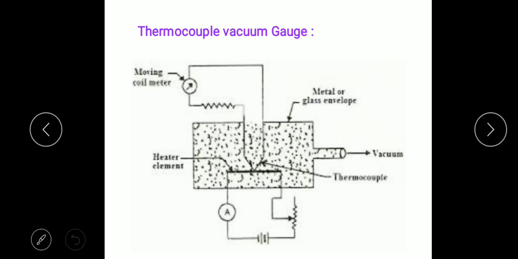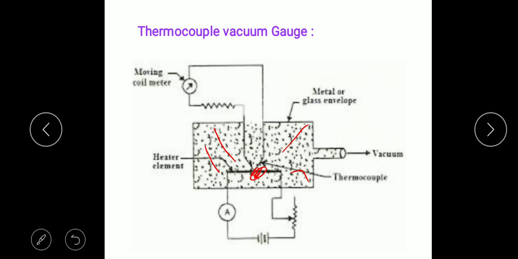In that device, the heater element is connected with the battery, and the heater element is placed in a glass envelope, which is open at one end, and the whole area is covered up. In the same glass envelope, the thermocouple is placed, and that thermocouple is welded with the heater element. Now when the current flows through that heater element, the heater element gets heated and will lose the heat to the surrounding gas, whose pressure has to be measured.